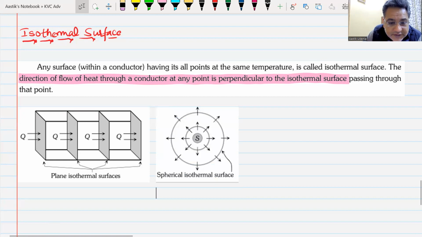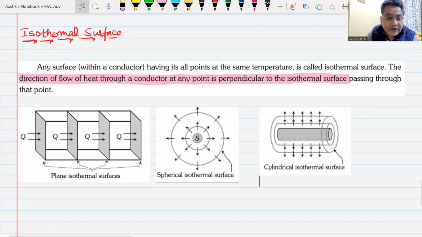If you have a cylindrical isothermal surface, heat will be transferred perpendicular to it. Isothermal surface. Anyone understands this? Yes, sir. I'll give you 2 minutes to note it down. Isothermal surface, then we have something which is known as the next important point, temperature gradient.